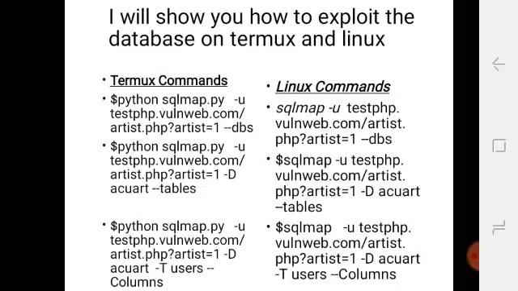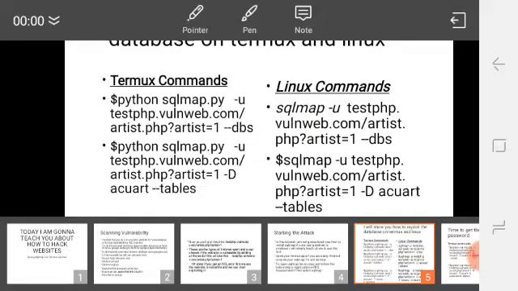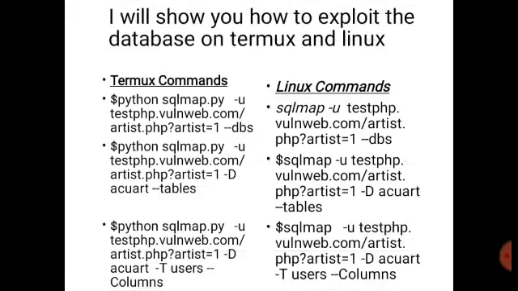So the first thing you have to do is type sqlmap -u and paste the link you copied, the one we said is vulnerable to SQL injection, and then you add --dbs. What this command simply means is: sqlmap, find all databases in test.php.vonweb.com/artist.php?artist=1. That's what the command simply says.